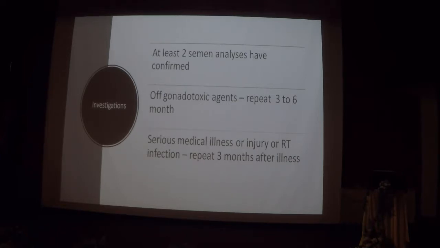If they are on any form of gonadotoxic agents, please take them off, and then do a sperm analysis again 3 to 6 months later. Not right away. Like I said, it will take 72 to 90 days to form a new sperm batch. If they have a history of serious illness or injury to the area, or radiotherapy, or infection, repeat again after 3 months once the patient has recovered from the illness.